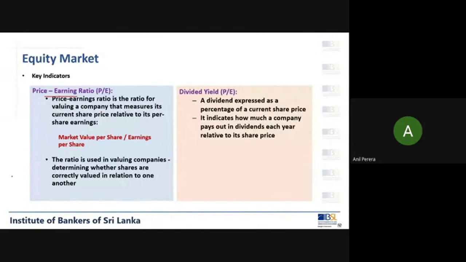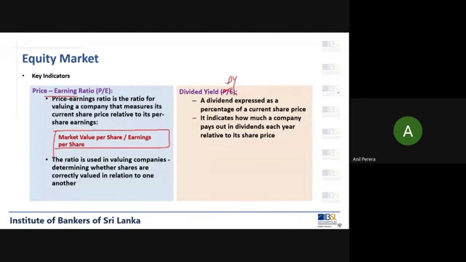How do you calculate this? You divide market value per share by the earnings per share. So investors look at this PE ratio, as I say, to understand whether the company is profitable or whether it has a long-term prospect. Those are measured by the PE ratio. The other one is dividend yield. I think there is a mistake. You should correct it. It should be DY, dividend yield.